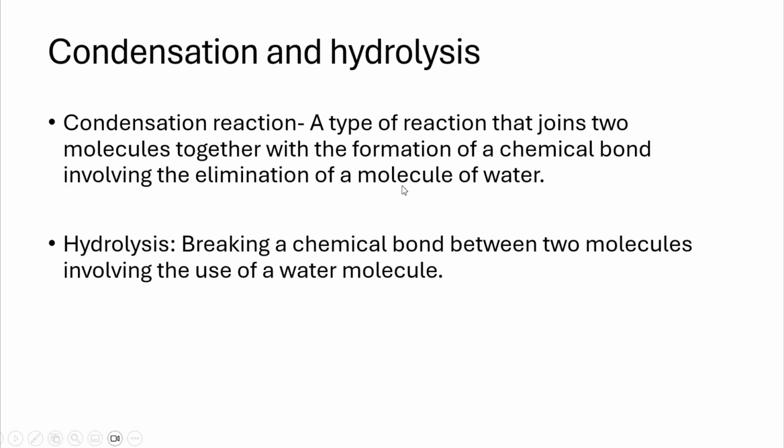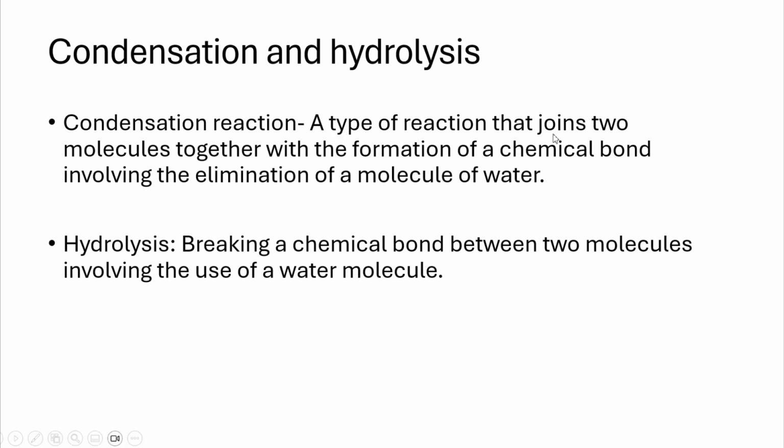So condensation and hydrolysis. To make these polymers, these molecules that are made of lots of things joined together, you can undergo one type of reaction called a condensation reaction. This is a type of reaction that joins two molecules together with the formation of a chemical bond involving the elimination of a molecule of water. When you breathe on the glass you see that water is formed, so that's condensation. This is the definition for condensation. You need to write that down, so this is going to get you all the marks.